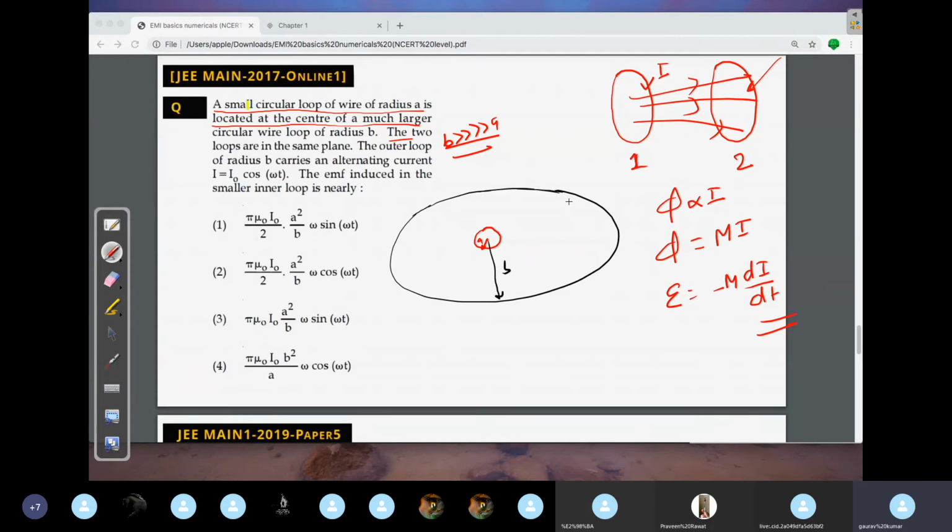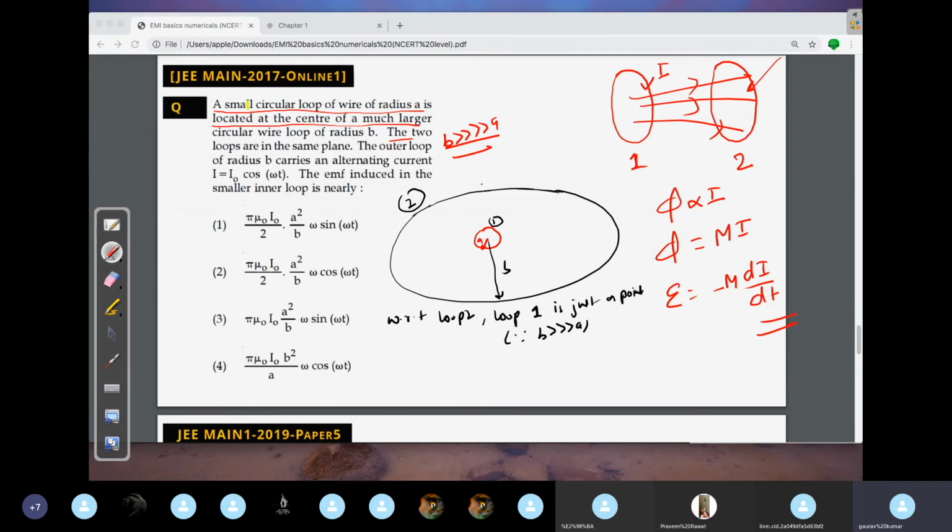So what will happen for this? I will say this is your loop 1, loop 2. With respect to loop 2, loop 1 is just a point. Loop 1 is just a point. This is very, very important. Why? Since your B is very, very greater than A. This is very, very important.